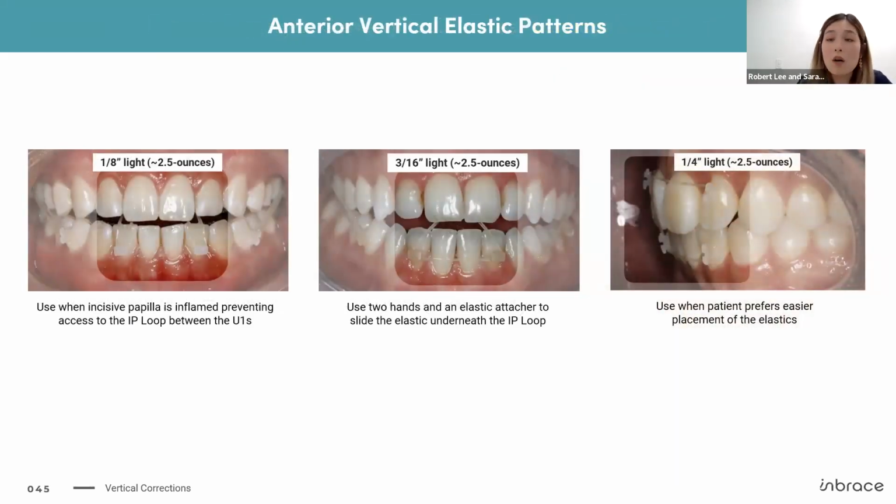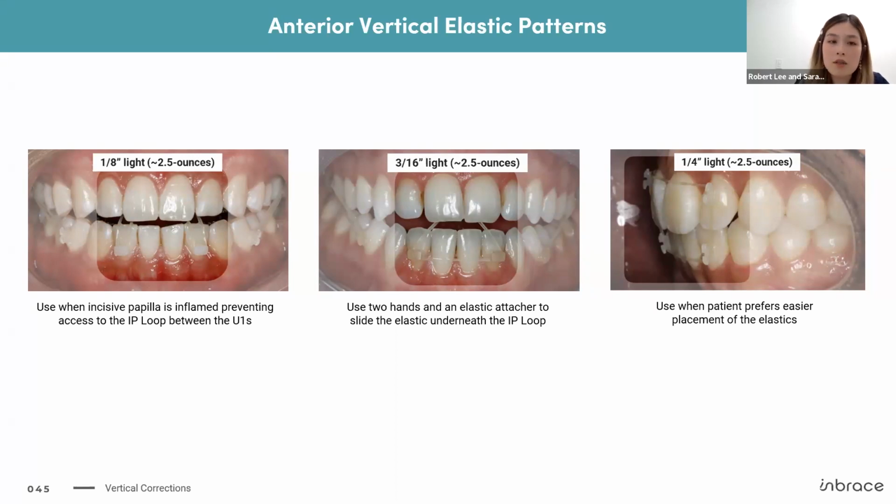This is common elastic anterior vertical patterns that we'll use for patients. My favorite is generally the one in the middle where we'll hook the elastic around the IP loop between the upper ones, and then we'll run those to buttons on the lower 2s. That way we don't need attachments on the upper 2-2 for the patients.